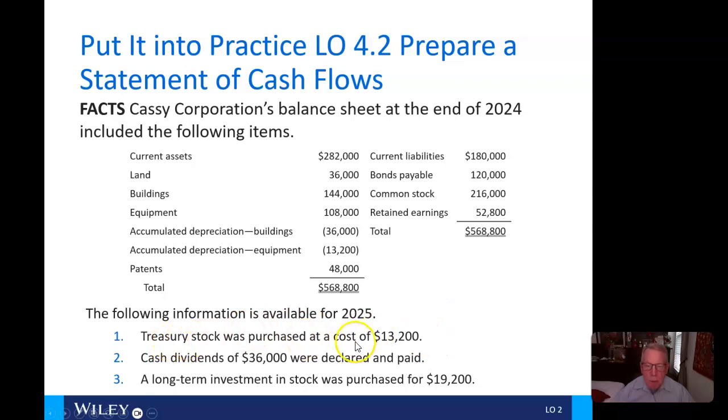And the following information is available for 2025. We purchased some treasury stock. We paid some cash dividends. We declared them and paid them in this case. And a long-term investment in stock was purchased for $19,200.